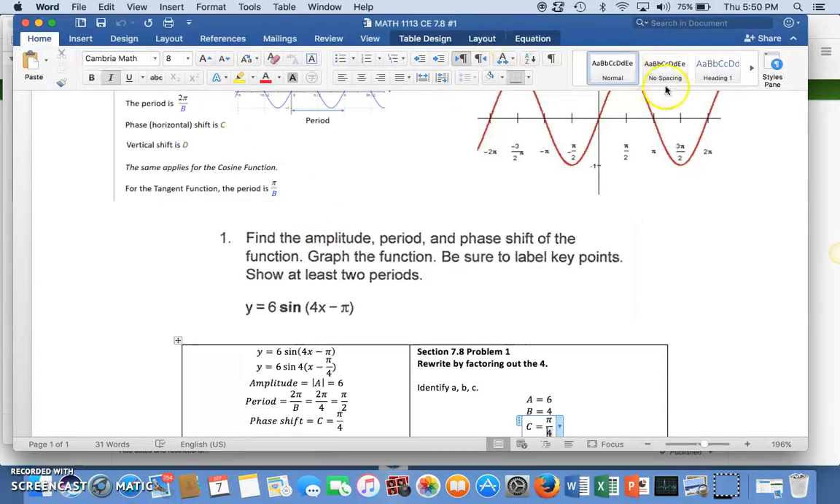The period would be 2 pi over B, 2 pi over 4. So the period would just be pi over 2.